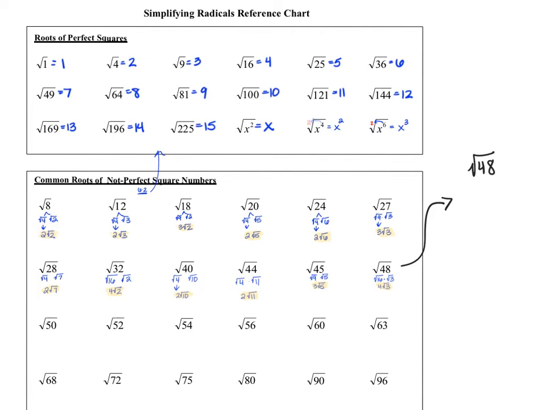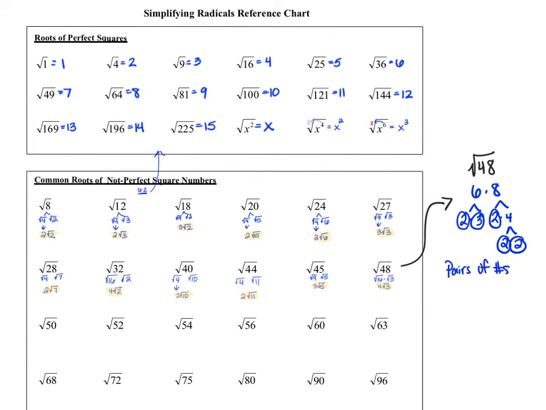So factors of 48 would be 6 times 8. Factors of 6 would be 2 times 3. These are prime, so I'm going to circle them so I know that I'm done. Then factors of 8 would be 2 times 4. Circle that 2. And then factors of 4 would be 2 times 2. So we have all of our prime factors. Because we're doing the square root, we want to look for pairs of numbers.